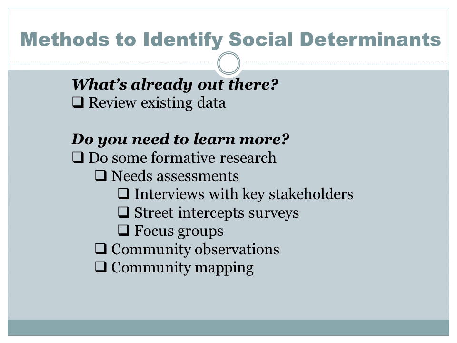When thinking about how to identify social determinants of health in your communities, you should think about what's already out there. So review existing data, and then ask yourselves, do you need to learn more? If that's the case, you can do some formative research. You can do needs assessments. You can interview key stakeholders. You can also consider doing street intercept surveys or focus groups. And community observations and community mapping are always an excellent way of gathering information.